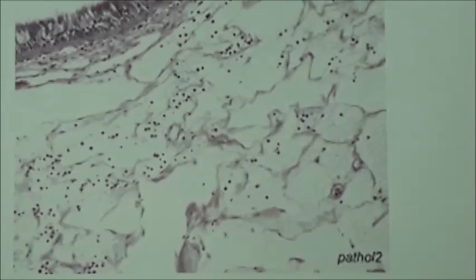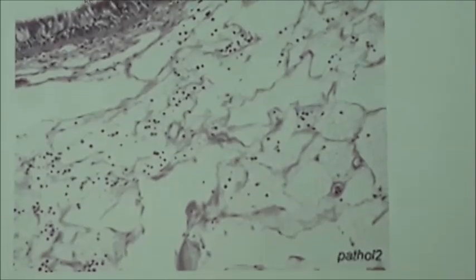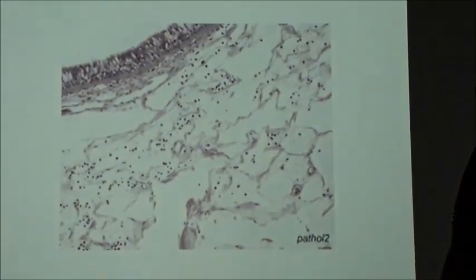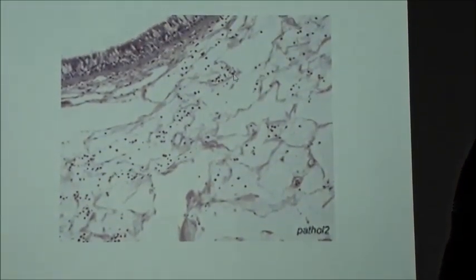Okay? Here too, can you see the ciliated columnar epithelium? All of you agree with me? Okay. And can you see the edematous submucosa? And you can see all these inflammatory cells.